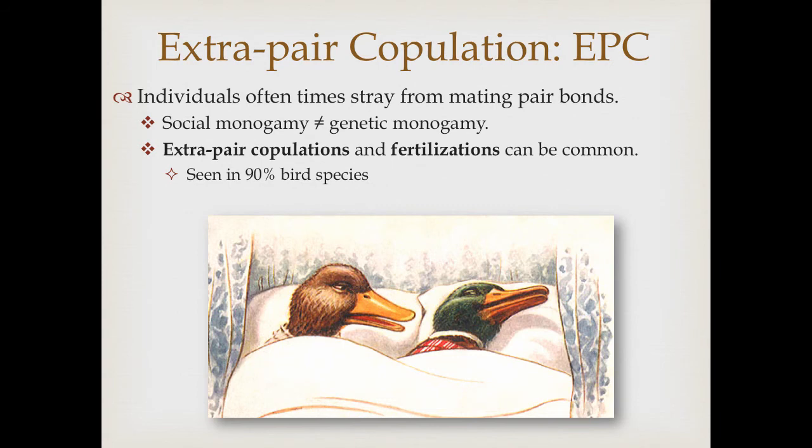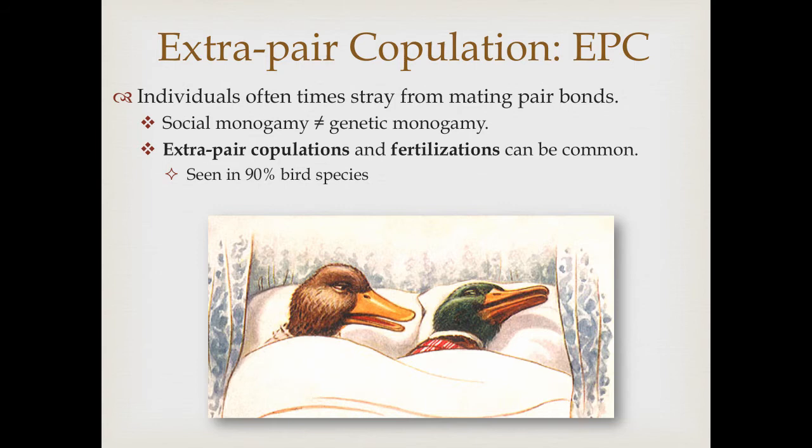So those are what we call the social pair bond mating systems. But with genetic research, we found out that individuals oftentimes stray from these mating pair bonds. So for example, social monogamy, what appears to be going on where there's a mating and a pair bond between one male and female, doesn't always lead to genetic monogamy, meaning at least one of the individuals in the pair bond is straying from that relationship and is mating with other individuals. This leads to what we call extra-pair copulations and extra-pair fertilizations.